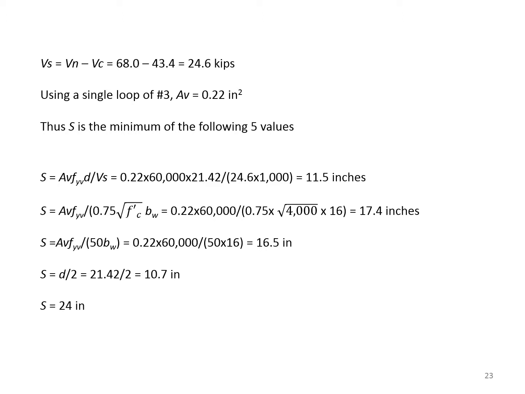From the equation for Vs, we get 11.5 inches. From the two equations for minimum amount of steel, we get respectively 17.4 and 16.5 inches. And the limits are 10.7 and 24 inches. We pick up the smallest value, which is 10.7. Therefore, we offer our design as using a number 3 at 10 and 5/8 of an inch on centers.